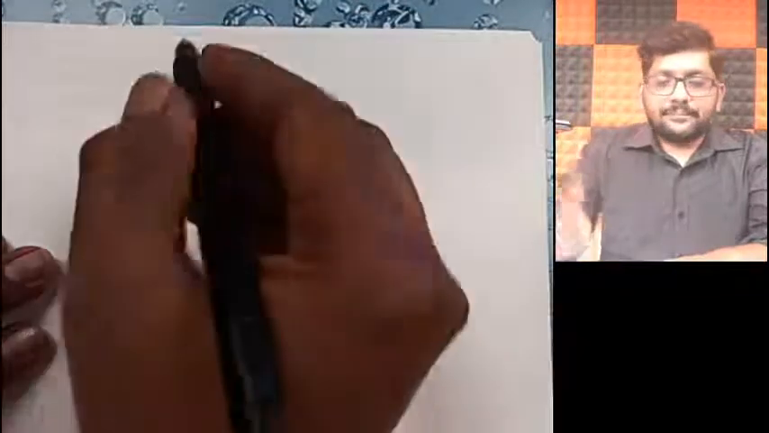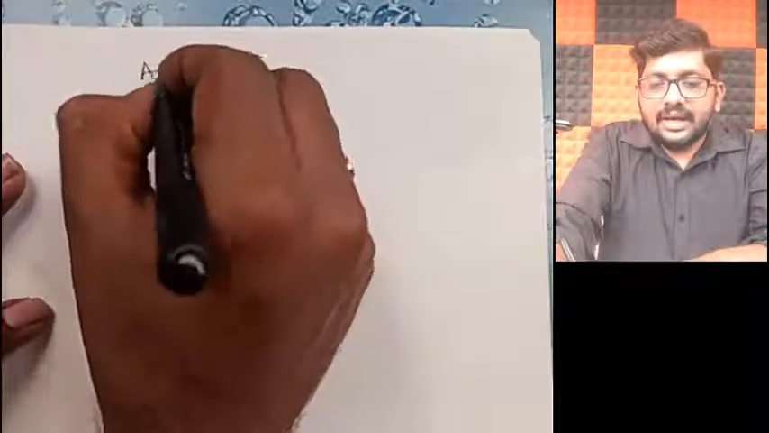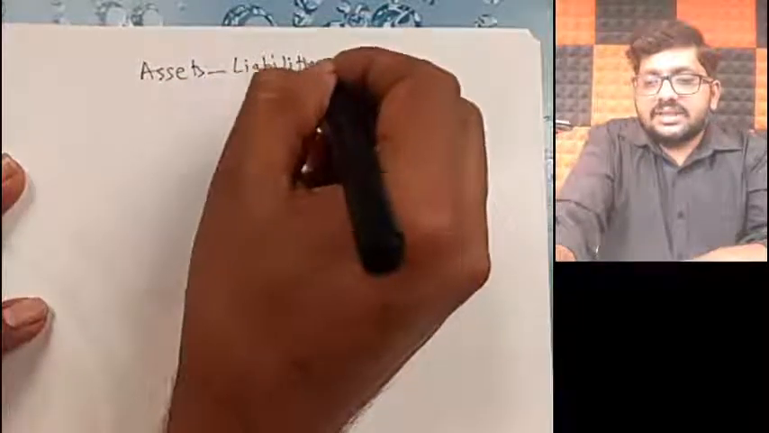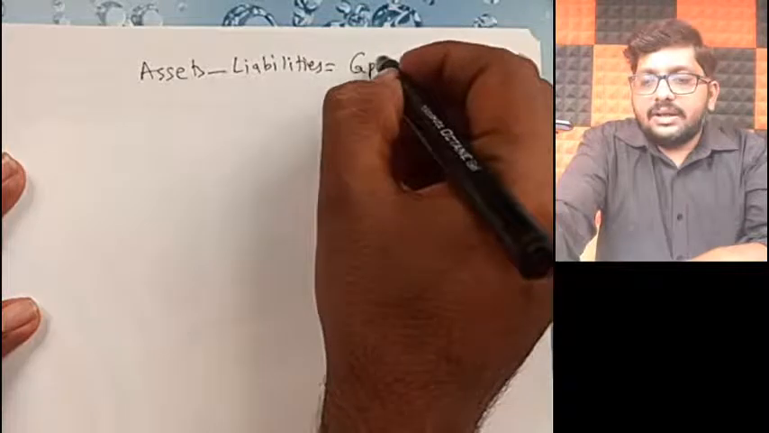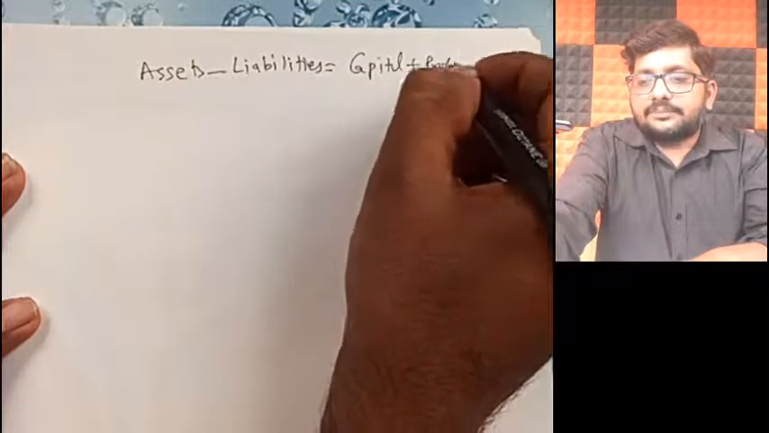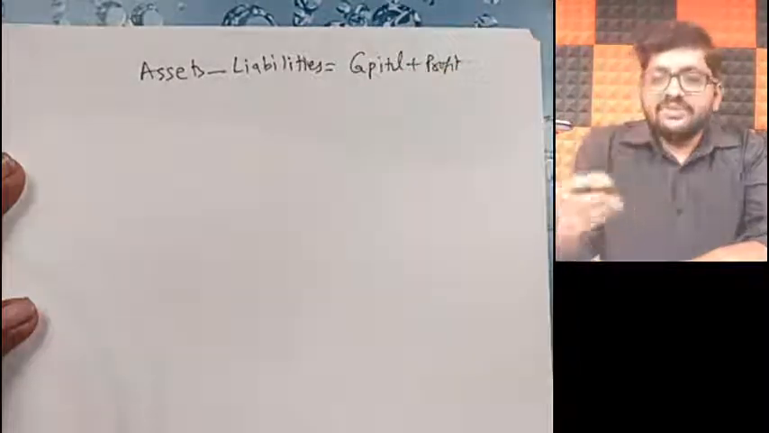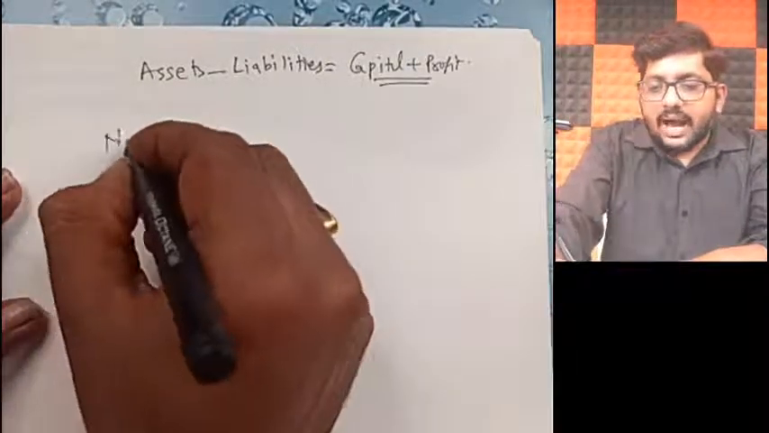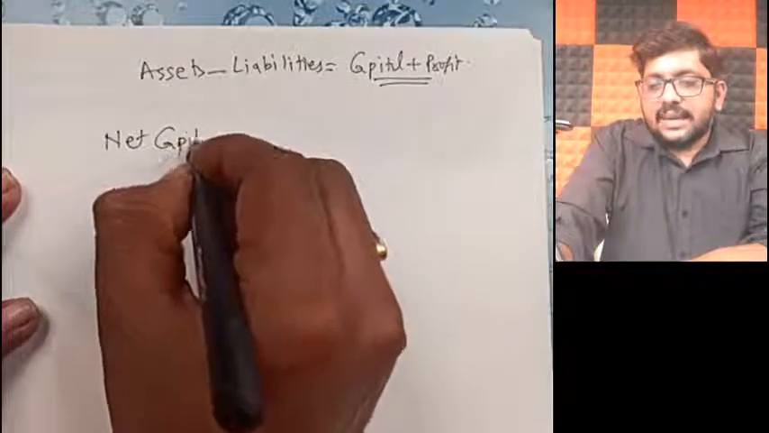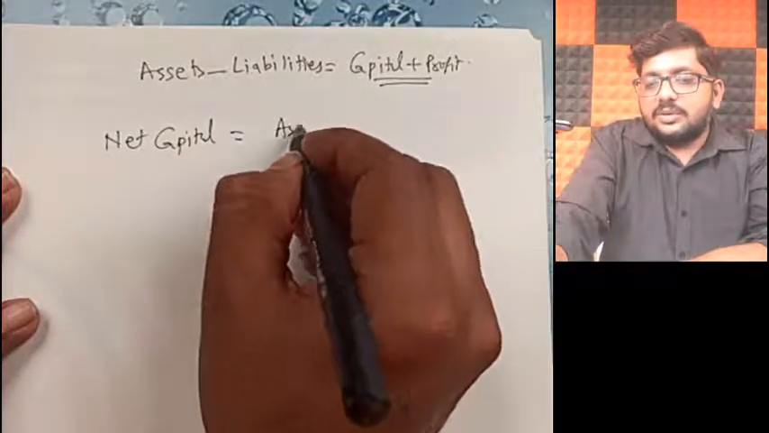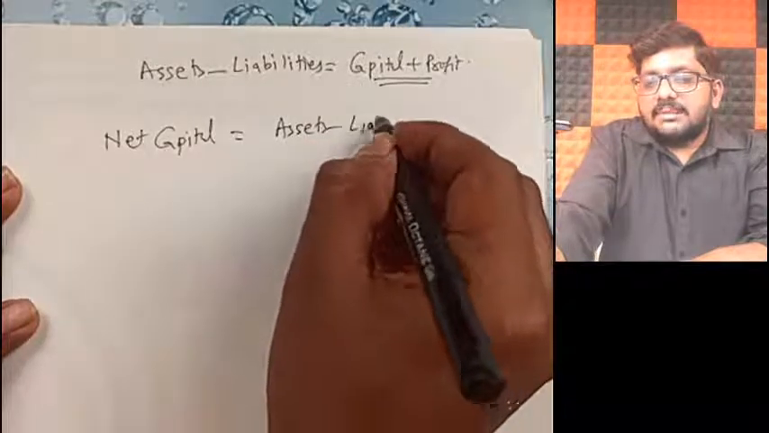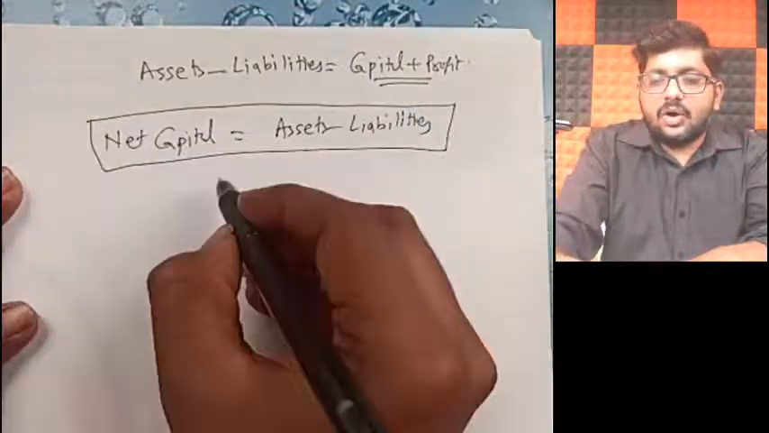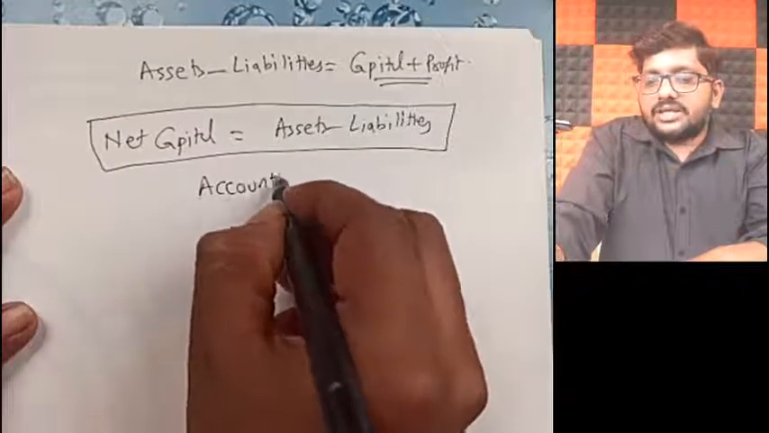I will say assets minus liabilities. I will take capital that side. Okay, capital plus profit. Now, capital plus profit gives you your net capital, total capital, yes or no? So I can remake it as net capital or total capital is equal to assets minus liabilities. This is what is called accounting equation, friends.